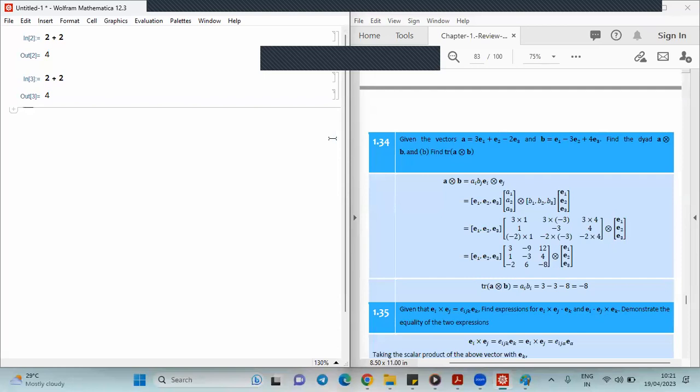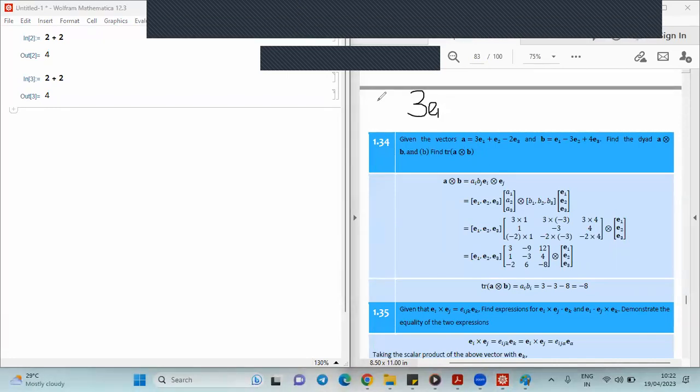I want to get a tensor product between A and B. Remember, dyad is tensor product. I want to get tensor product between A and B on Mathematica. Before you can tell a computer, find me X plus Y or X times Y, you need to tell it what X is and what Y is. So let's tell Mathematica what A is. From the question, A is equal to 3E1 plus E2 minus 2E3.